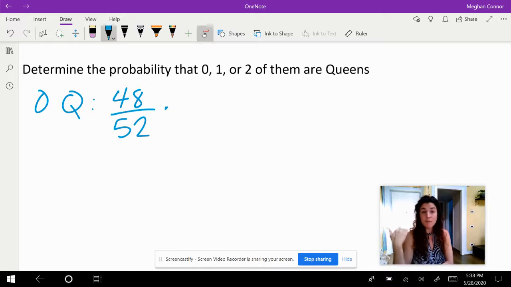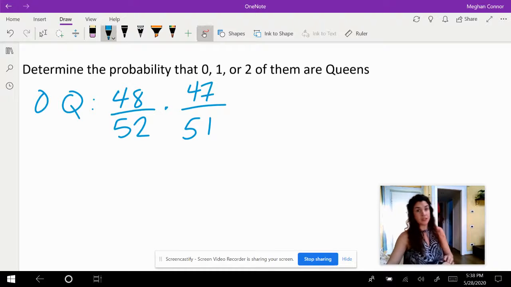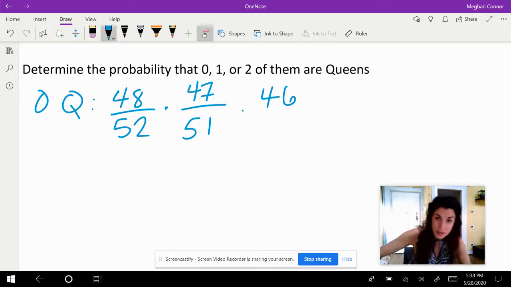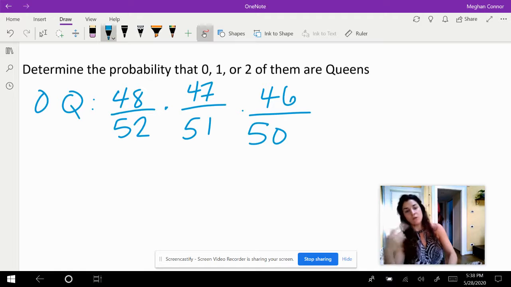Then if you've already pulled out something that's not a queen, you've already lost 1 out of your 52 card deck. You've also already lost 1 out of the total 48 that are not queens. So now you're only left with 47 out of those that are not queens. And then again, we have pulled out a not queen. So now we have only 46 cards left that are not queens. And we only have a total of 50 left because we've already pulled out 2 cards.